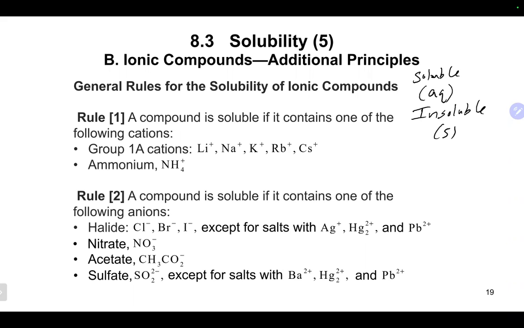Rule number 2: a compound will be soluble if it contains chloride, bromide, or iodide, but there are some exceptions. The exceptions are if the chloride, bromide, or iodide is hooked up with one of these 3 ions: the silver 1 ion, the mercury 1 ion, or lead 2. So it would be the opposite. Normally chloride, bromide, and iodide are soluble, but if one of these 3 ions is involved, then it becomes insoluble and you would expect a solid to form.